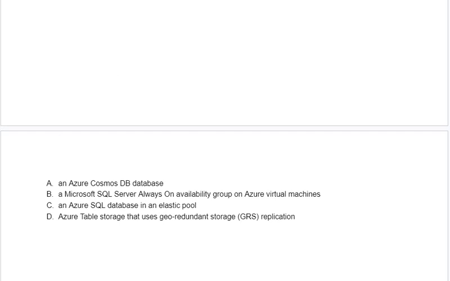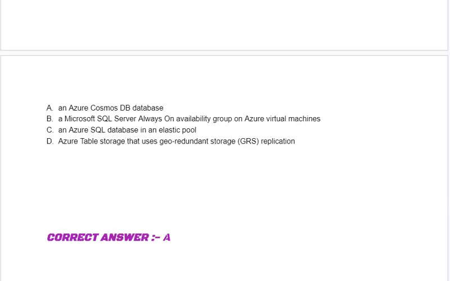Option A, an Azure Cosmos DB database. Option B, a Microsoft SQL Server Always On availability group on Azure virtual machines. Option C, an Azure SQL database in an elastic pool. Option D, Azure Table Storage that uses Geo-redundant storage (GRS) replication. Correct answer is option A.